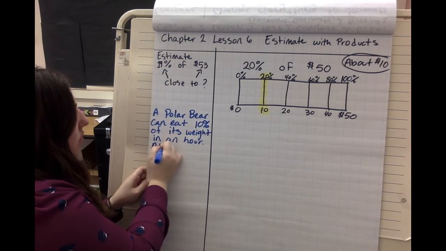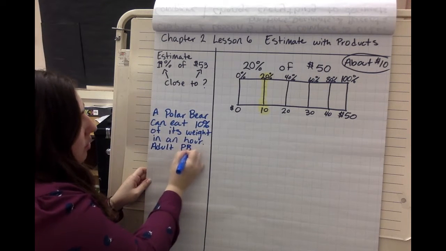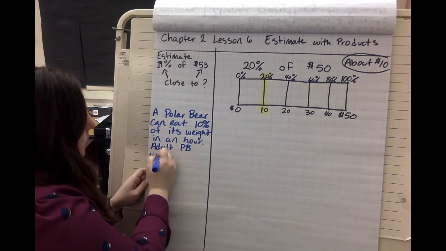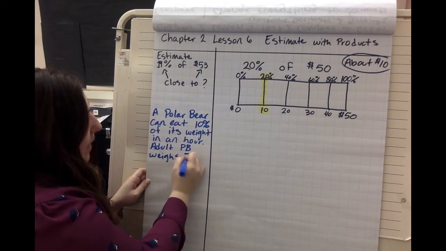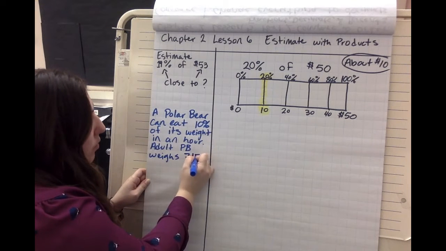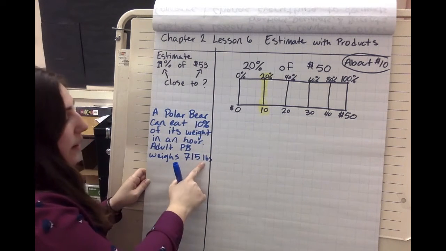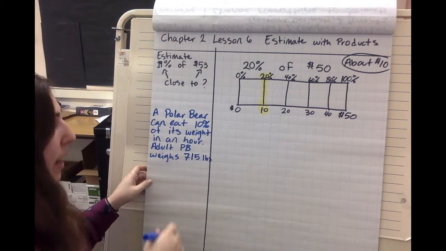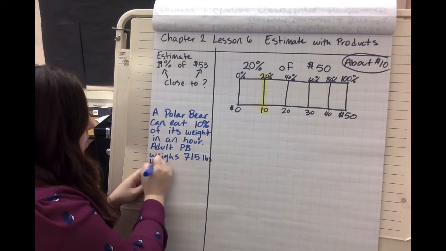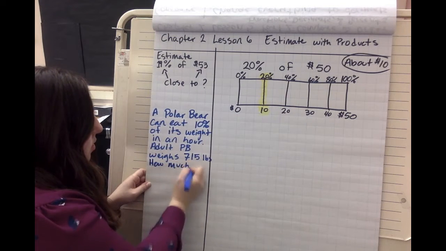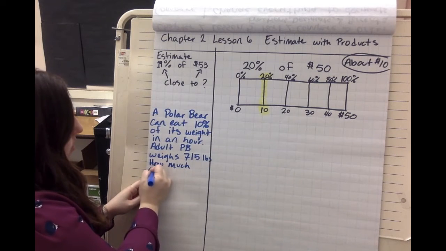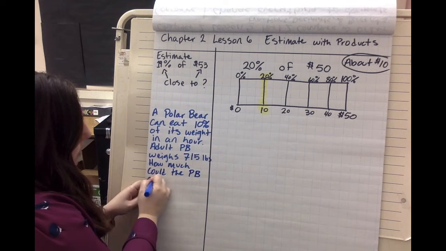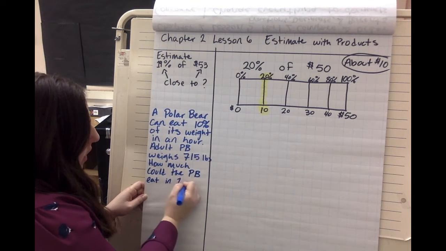The adult polar bear, PB stands for polar bear, weighs 715 pounds. LBS stands for pounds. Now our question is, how much could the polar bear eat in 1 hour?